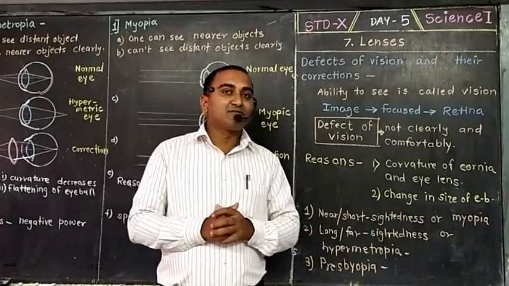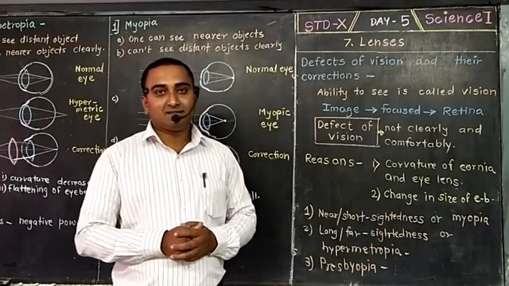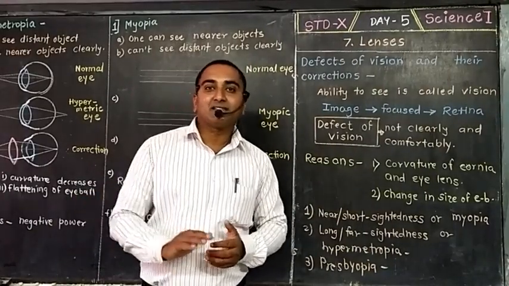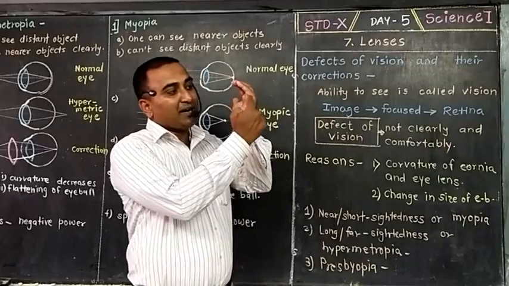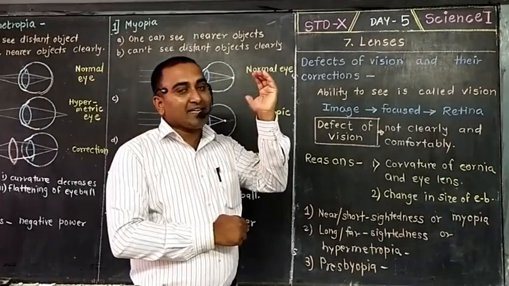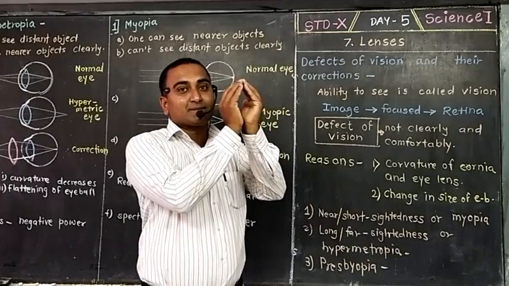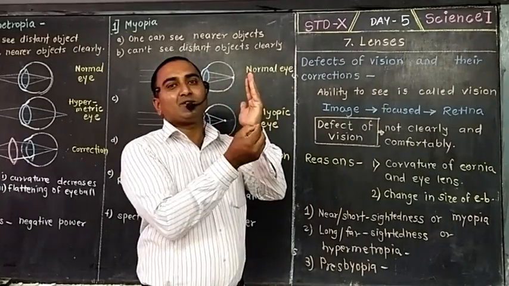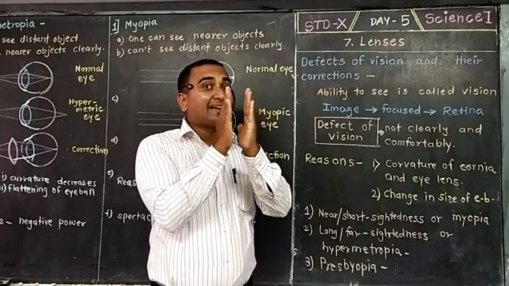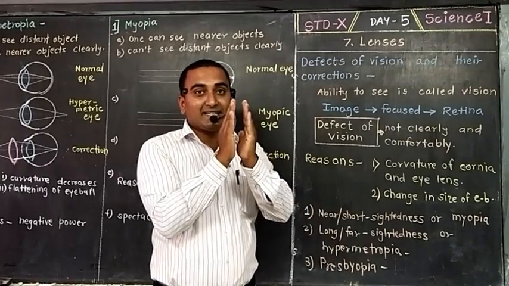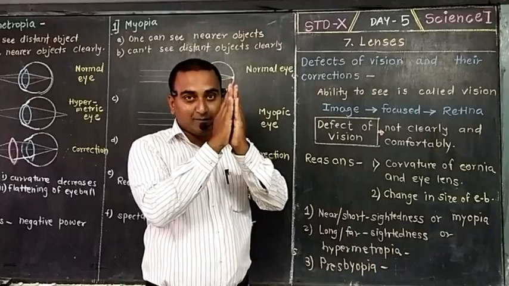Then what are the possible reasons for this? See, there are two reasons. First is the curvature of the cornea or eye lens. Curvature may increase or decrease because of some reasons. If curvature increases, it means the lens is thick, and when curvature decreases, it means the curve is little only, and then definitely the lens gets flattened. Curvature increases, lens is thick; and when curvature is less, lens is thin. That is the difference here.